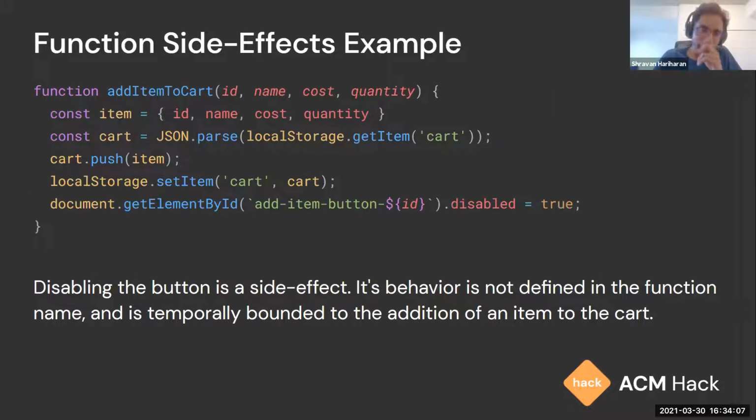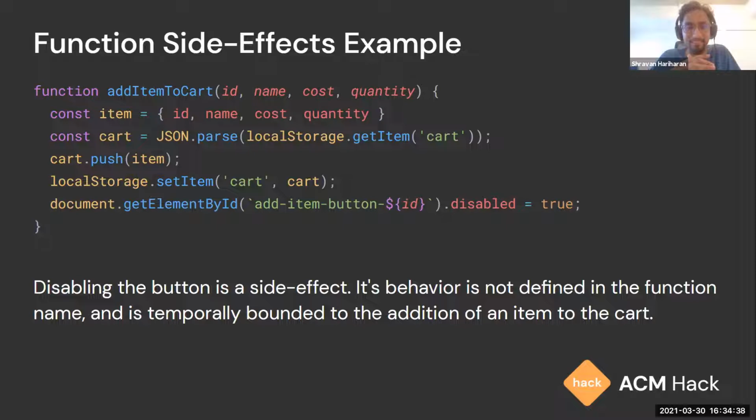So let's look at an example of side effects. Here we have a function in JavaScript called add item to cart, right? That takes in an ID, a name, a cost, and a quantity. So we create an item, we get our current cart. Don't worry if you don't know what local storage or JSON parse is. Basically, we're just creating an item, adding it to our cart, setting it in our storage, and then we're doing something with the add item button and we're disabling it.